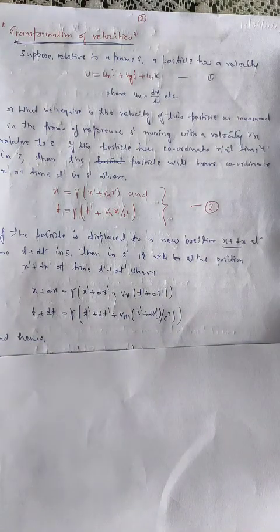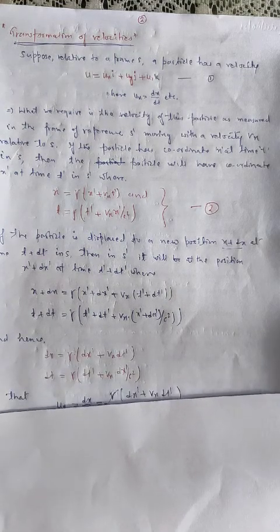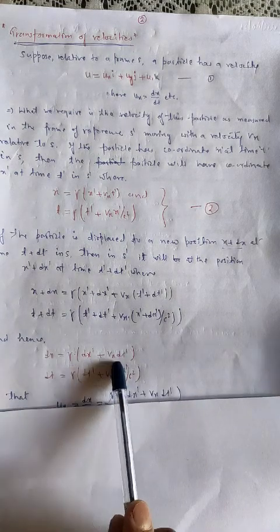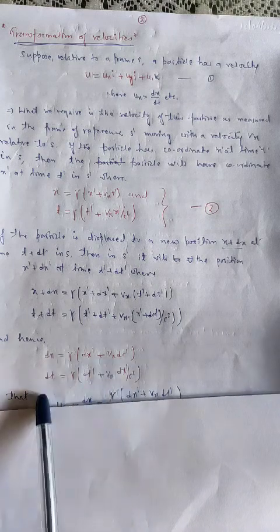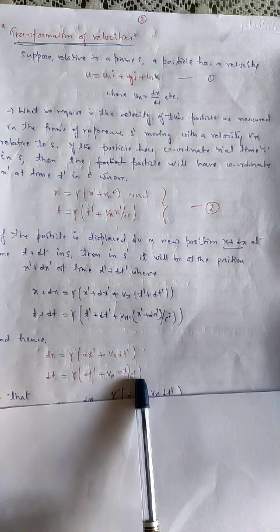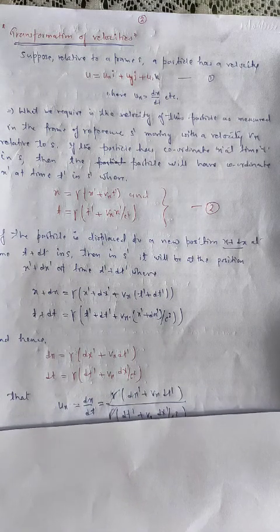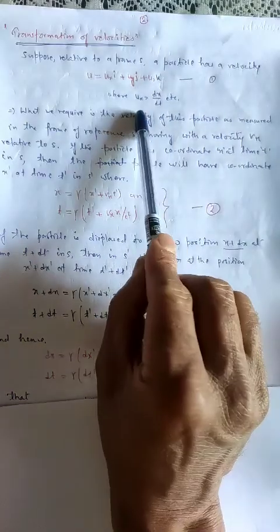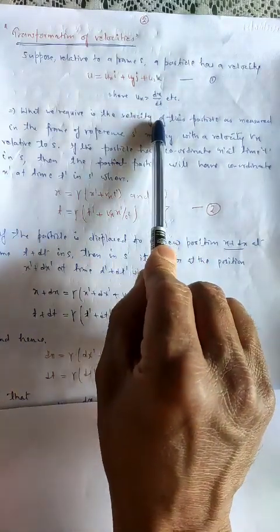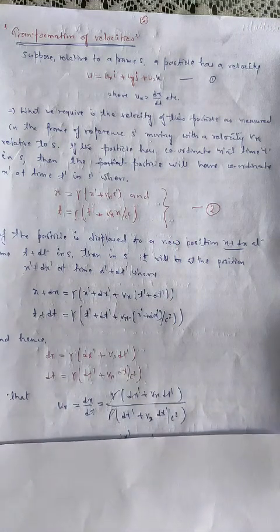And on comparing the respective terms for x and x prime and dx and dx prime, we end up with the relations dx is equal to gamma of dx prime plus vx dt prime, and dt is equal to gamma of dt prime plus vx dx prime divided by c square. So that I have to represent ux is equal to dx by dt.